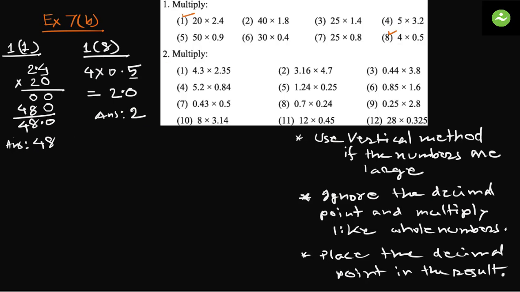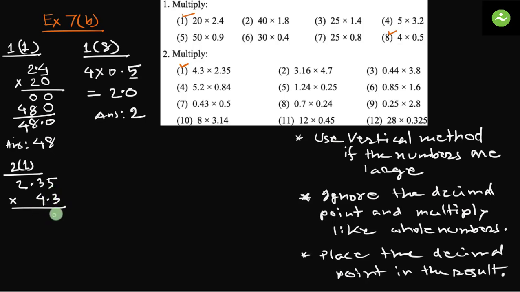Question number 2. Start with number 1. Bracket 1 of question 2. 4.3 and 2.35. Put the multiplication sign here. Now actually we are not treating them like decimal fractions. We consider them to be whole numbers. So this is 235 and this is 43.